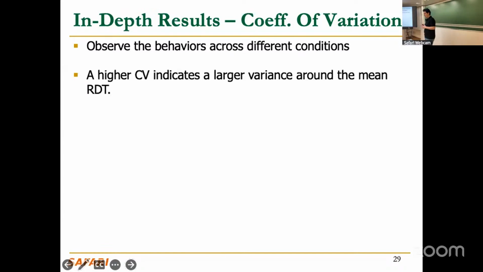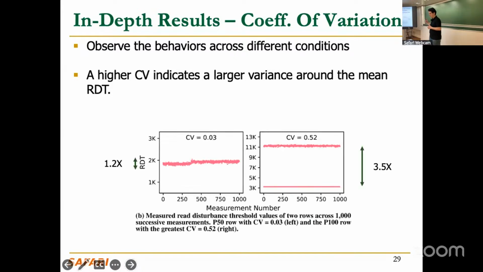So a higher CV value indicates a larger variance relative to the mean threshold value that was measured. As such, they picked two rows, one of them exhibiting a CV value of 0.52, which was the highest recorded across all test runs. And on the left side, we have a row with a CV value of 0.03, which was the median value when we sort all of these results. On the right side, the minimum and maximum threshold value can differ by a factor of 3.5. And on the left side, they differ by a factor of 1.2.